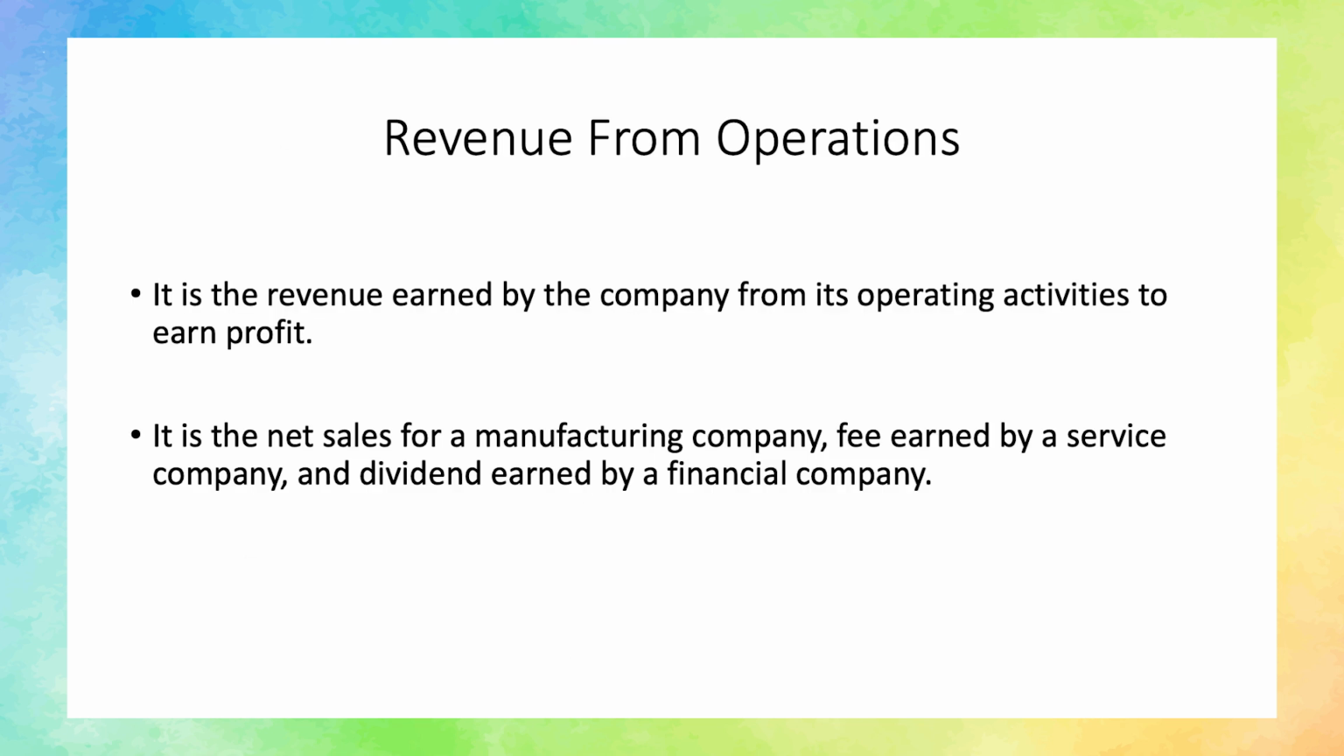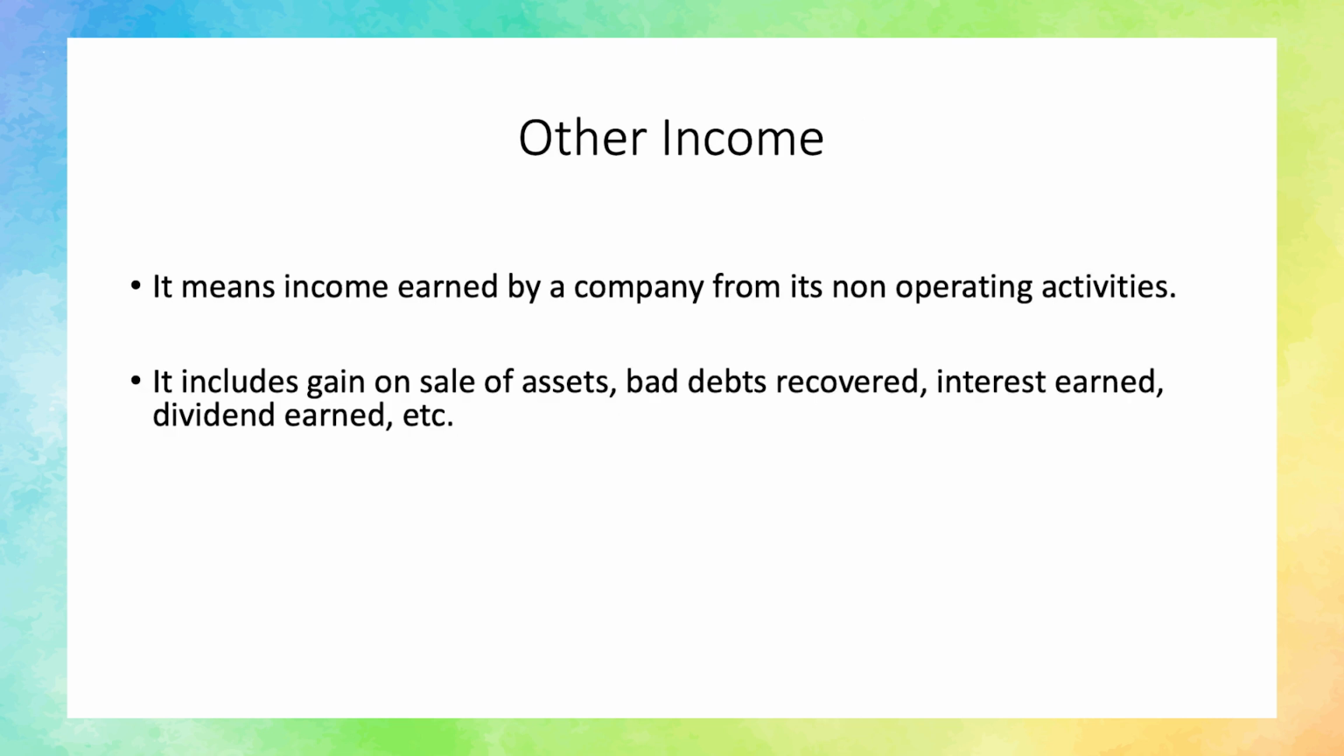Dear students, we will learn different contents of statement of profit and loss account one by one. First of all, we will discuss revenue from operation. It is the revenue earned by the company from its operating activities to earn profit. It is the net sales for a manufacturing company, fee earned by a service company and dividend earned by a financial company. Dear students, now we will learn about other income.